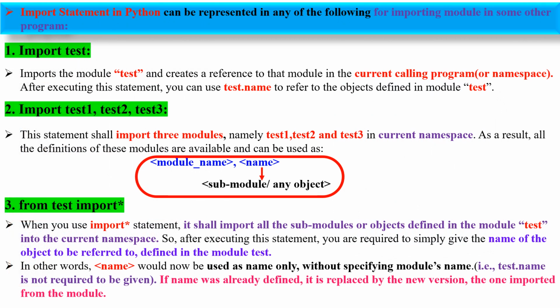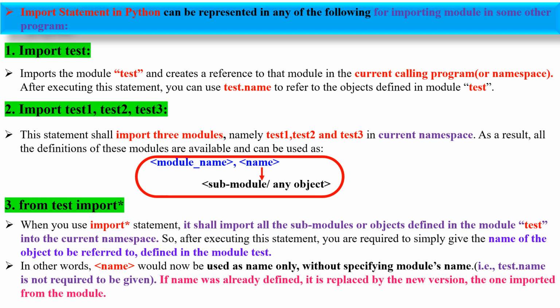From the previous examples, we have observed that the import statement in Python can be represented in any of the following forms for importing a module in some other program. Let's recall. Point 1. import test. Imports the module test and creates a reference to that module in the current calling program, or namespace. After executing this statement, you can use test.name to refer to the objects defined in module test.